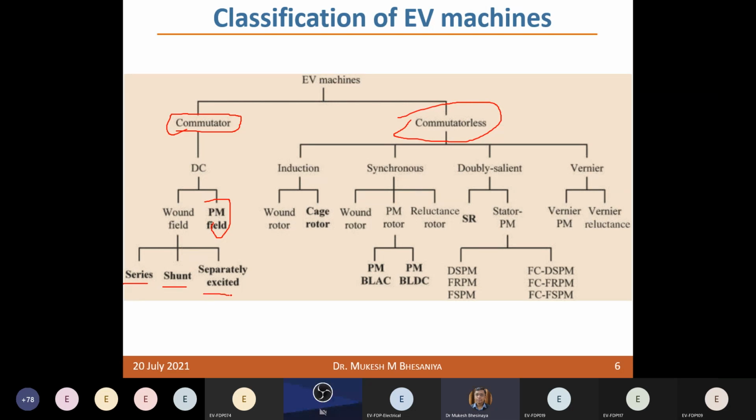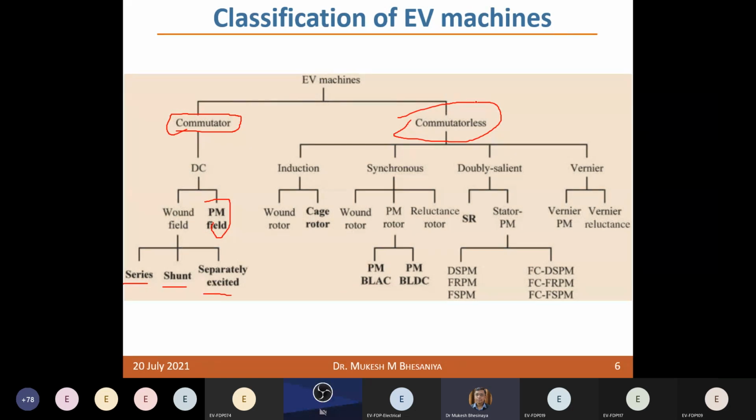You will find different configurations of these machines, based on the connections of the field winding with the armature. The field may be connected in series with the armature, it may be connected in parallel with the armature, or the field and armature are separate, not directly connected. These are known as separately excited DC motors, and in some of the EVs presently these separately excited or shunt motors are still used.